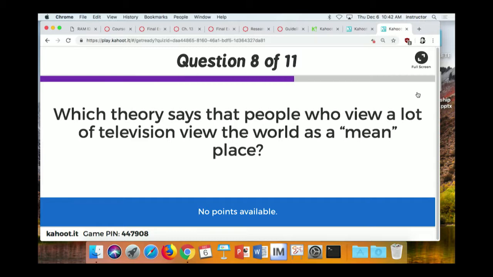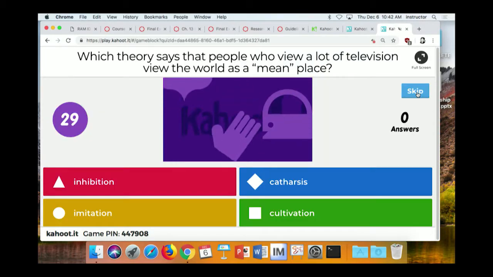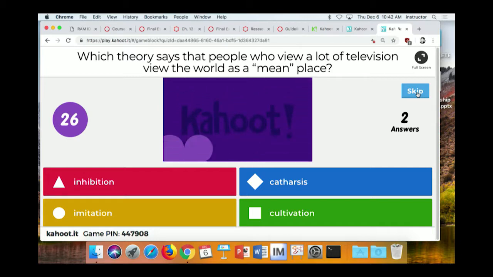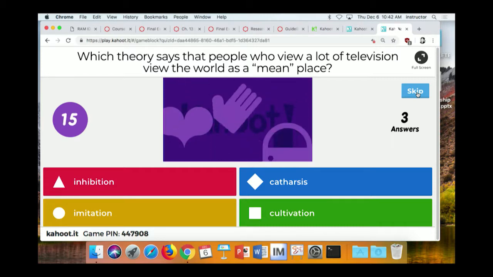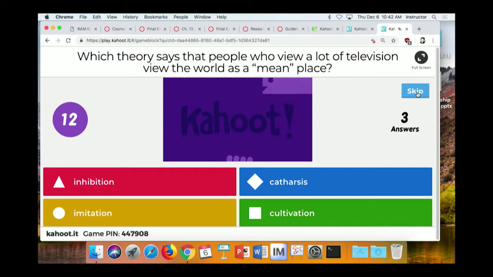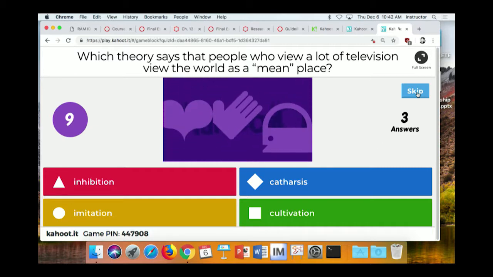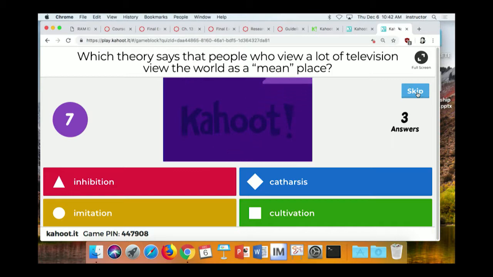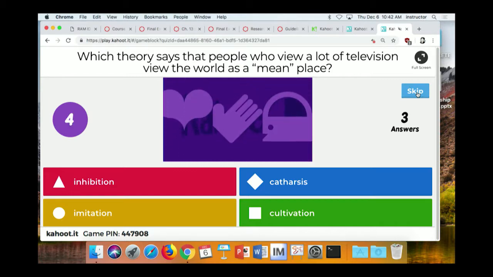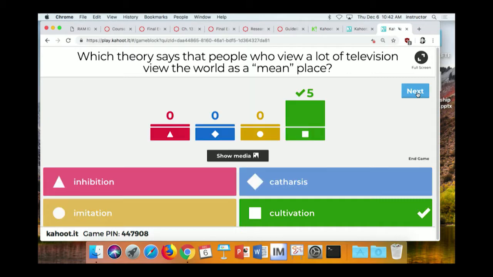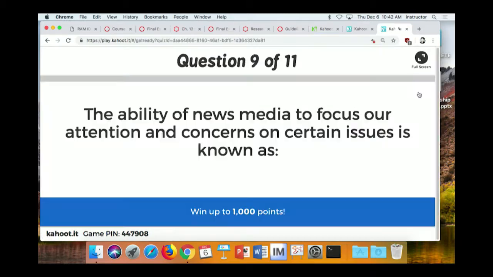Which theory says that people who view a lot of television view the world as a mean place? Oh, we just gave it away. So do you remember what it was in the last question? Is it the inhibition theory, the imitation, the catharsis, or the cultivation theory? Go. And yep, hey, everybody got it just right. So that's the mean world, it is cultivation theory. Okay, cool. Good job, guys.